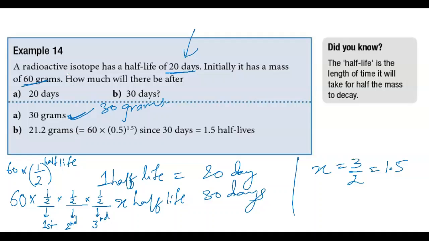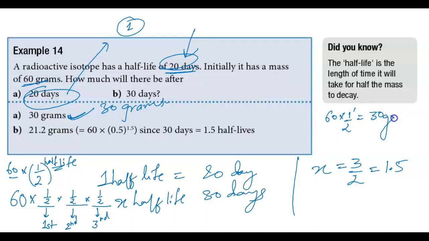Okay children, here we have 20 days and the half-life is 20 days, right? So how many half-life periods? Only one half-life period. So 60 into half raised to power 1. That will give us 30 grams. So how much mass will be left? 30 grams of mass would be left.